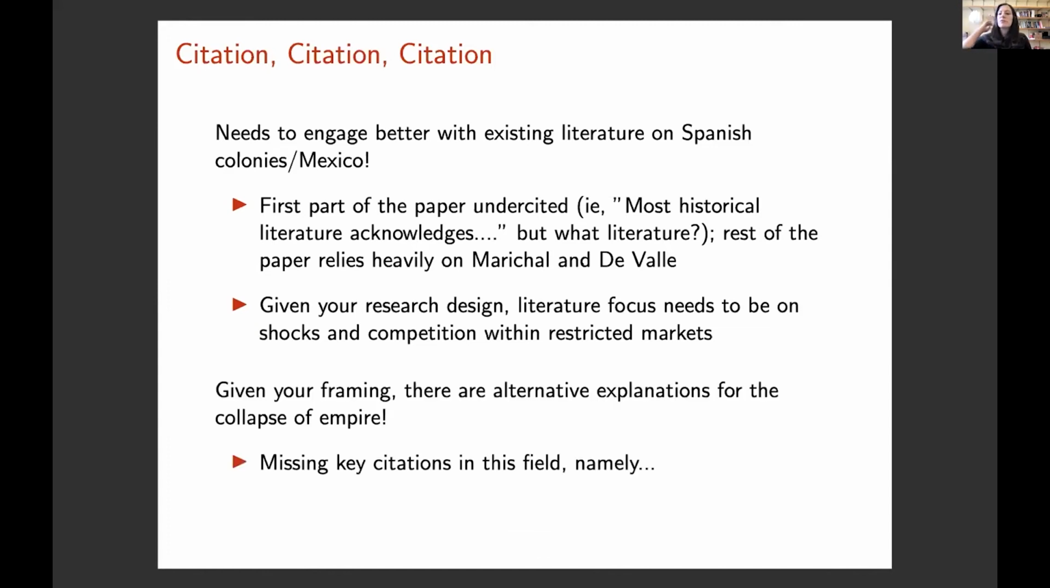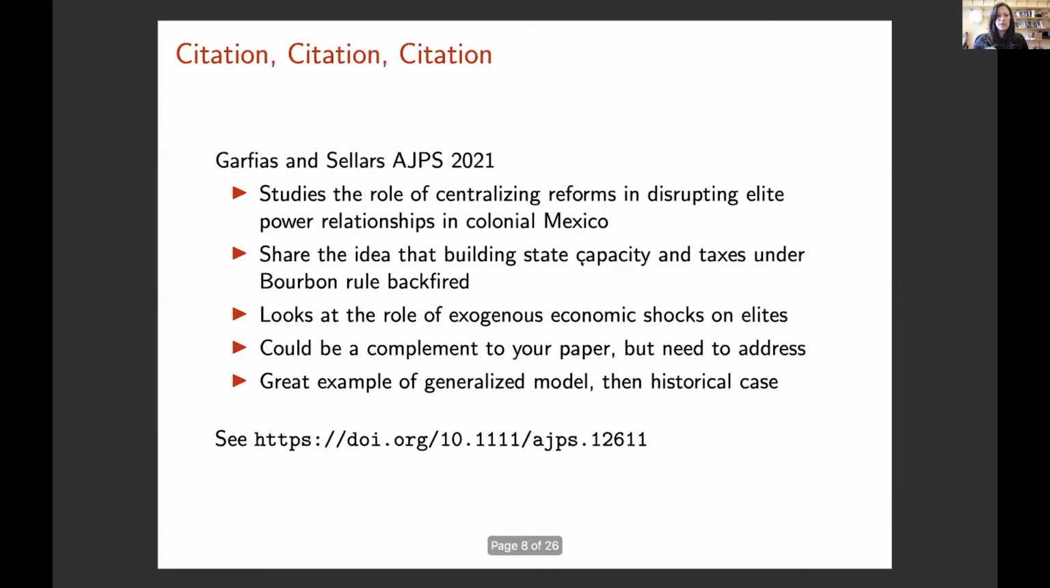And then, given your framing, there are many alternative explanations for the collapse of empire. And there are some low-hanging key citations missing, which you need to add, namely Emily Sellers' paper and Francisco Garfias's. They have an AJPS paper that studies the role of centralizing reforms and disrupting the elite power relationships in colonial Mexico. This paper shares with yours the idea that building state capacity and taxes under Bourbon rule backfired. They had a system, it was collusion with the elites, the system was working, and then it all fell apart.